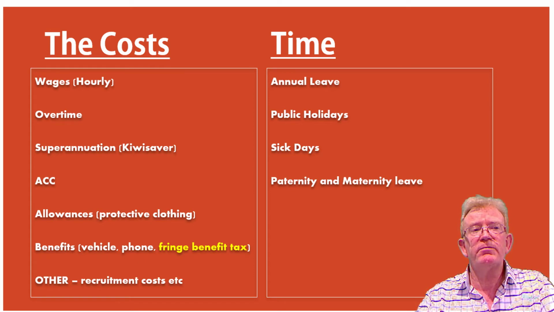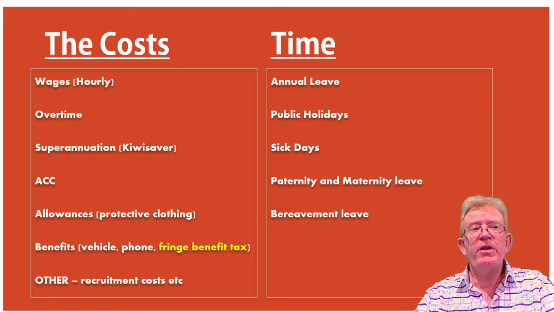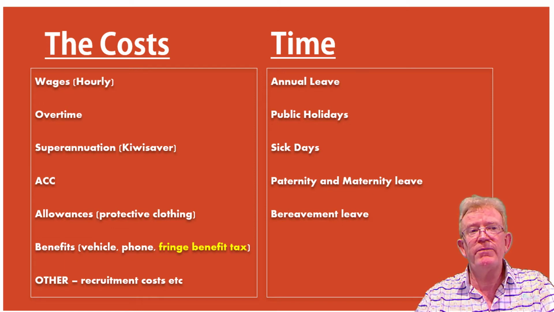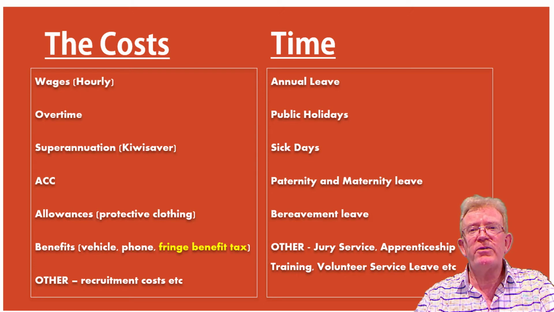Another one you have to consider is bereavement leave. Will an auntie or a father or a parent or a child die this year? Another group you have to consider is things like jury service or say apprenticeship training, where you send them away for weeks on end and they're not available but you're still paying them wages. Also there's voluntary service and a few other types of leave. All up there's 19 Acts of Parliament that impose costs on you when it comes to employees.